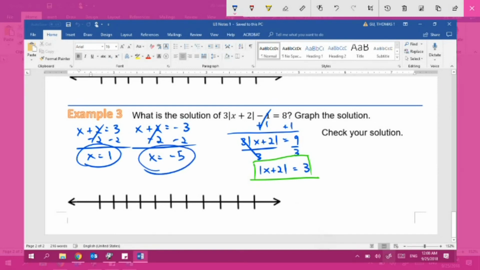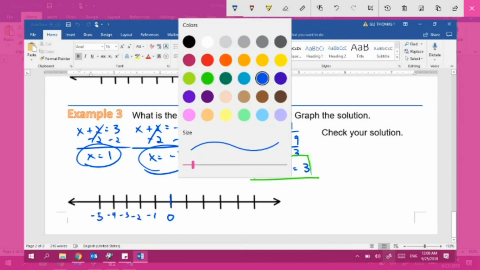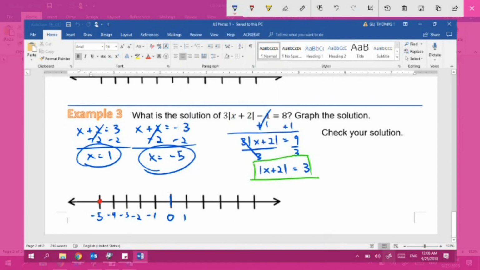We got, let's see, 0, -1, -2, -3, -4, -5. So one of my points will be right here. And then 1's right here. So my other point will be right there. Boom. There we go. And let's just check our answers now.